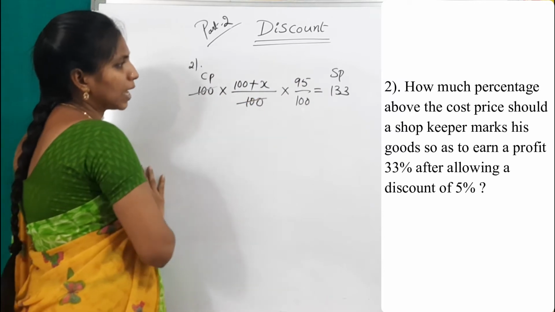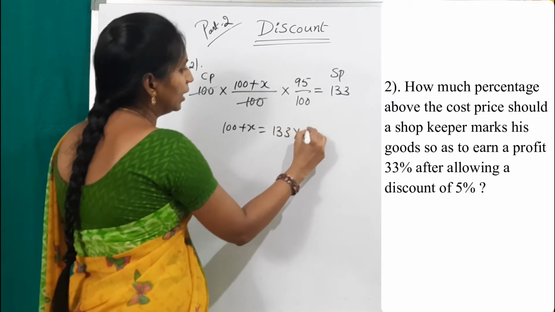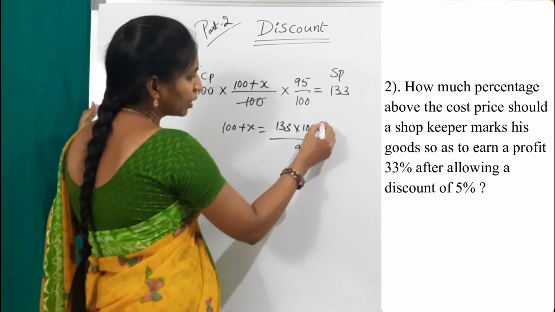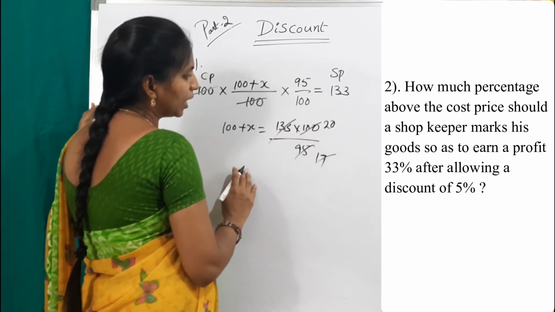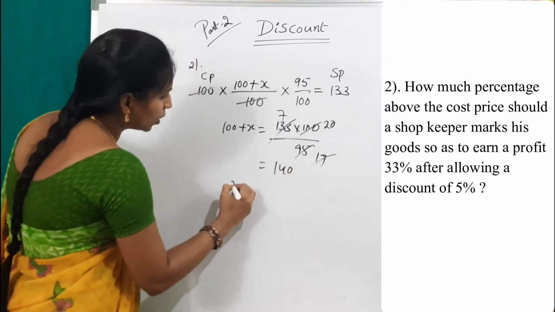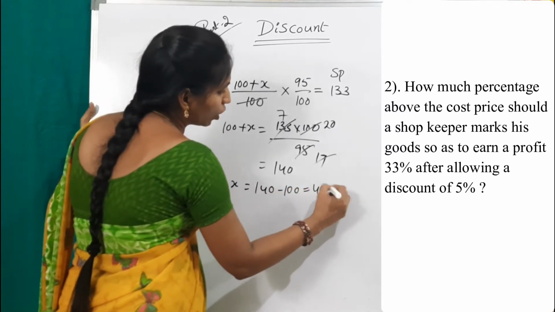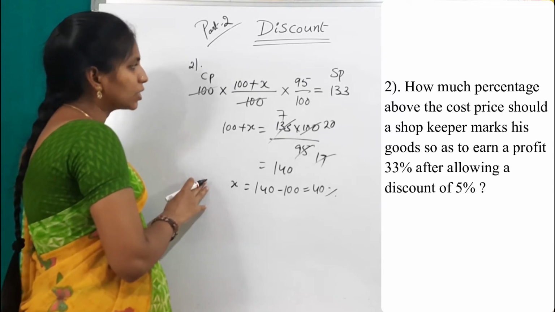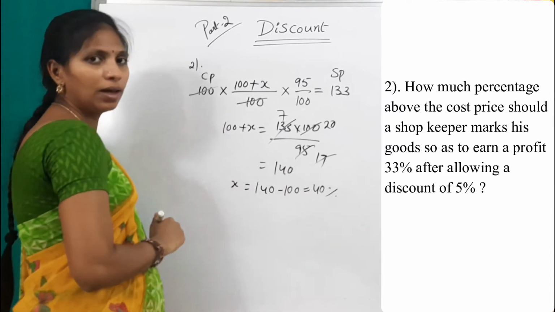Then finally we get the SP. Now 100 gets cancelled. 100 plus x is equal to 133 into 100 by 95. Now cancellation: 5 cancels 20 times, here 19 times, and 19 cancels 7 times. That equals 140. So x is equal to 140 minus 100, that equals 40. So x is equal to 40%. The shopkeeper marks his goods 40% above the cost price. 40% is the result.